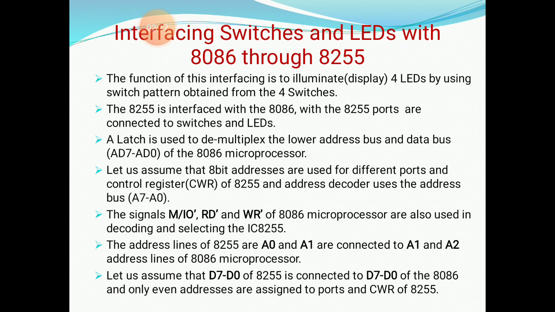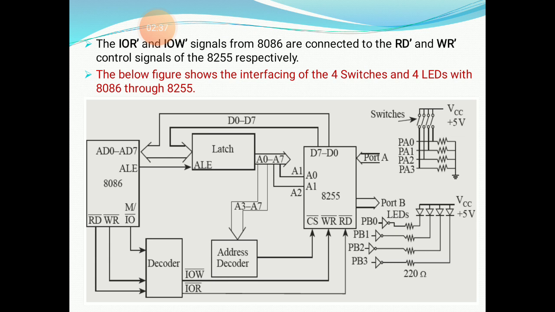Let us assume that the data lines of 8255 D7 to D0 are connected to D7 to D0 of the microprocessor data lines, and only even addresses are assigned to ports and the control word register of 8255, and the control signals from the microprocessor IOR bar and IOW bar are connected to the RD bar and WR bar control signals of the 8255 respectively.